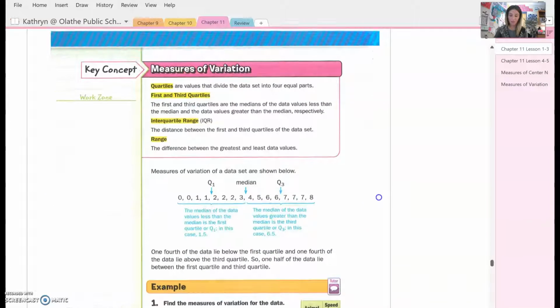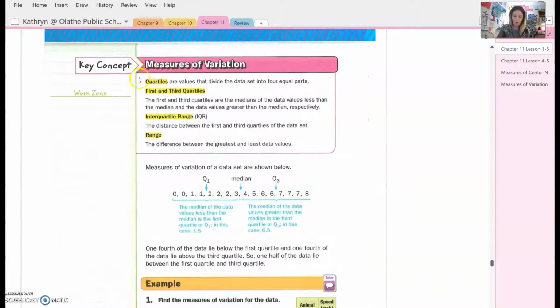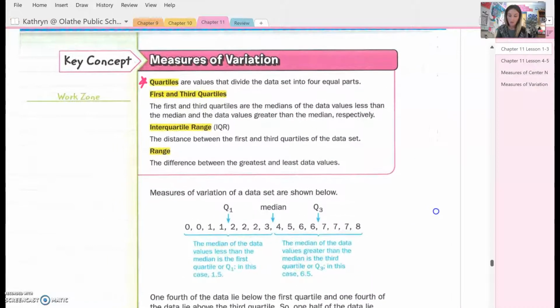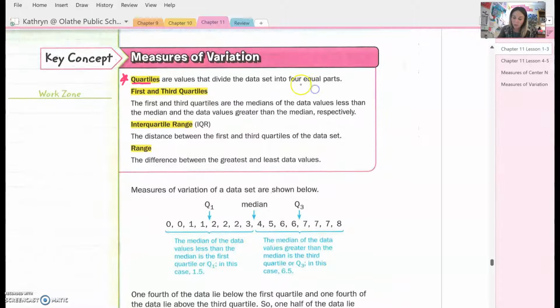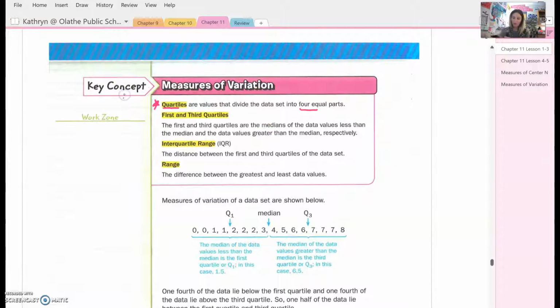Flip over to this next page. Here it is. Quartiles are values that divide data into 4 equal parts. Okay, keyword quartile. One thing that we can think of is quarters. It takes 4 quarters to make $1. So therefore we're talking about dividing into 4 equal parts. So it's taking a look at the distribution and dividing it equally among quartiles, 4 parts. Okay, 4 equal parts.